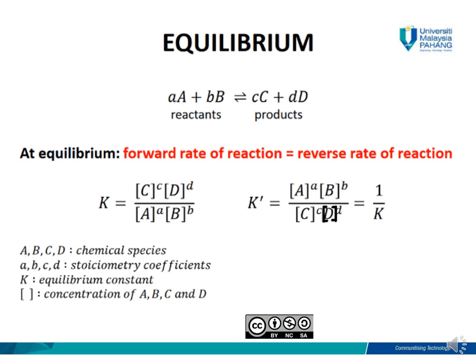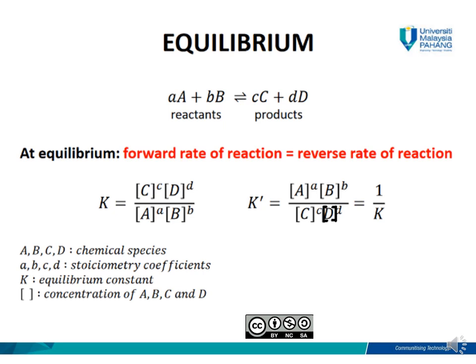Okay, in any chemical reaction, we must have reactants and also products. So basically for each reactant and for each product, there will be what we call a stoichiometric coefficient, which is represented as the small letters a, b, c, d. So what can we understand from the equilibrium?